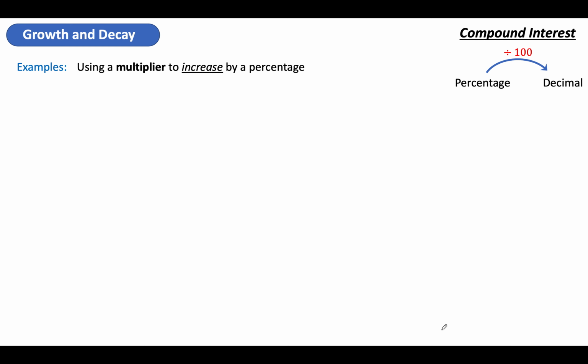Right, what are we looking at next? Using a multiplier for compound interest. Now, this is what we're really aiming for today. And all the stuff has been working towards this grand moment. So, a bank gives compound interest at a rate of 5% per year. Fat chance of ever finding that in a real bank, but never mind. If you invested £2,500, how much would you have after 3 years?